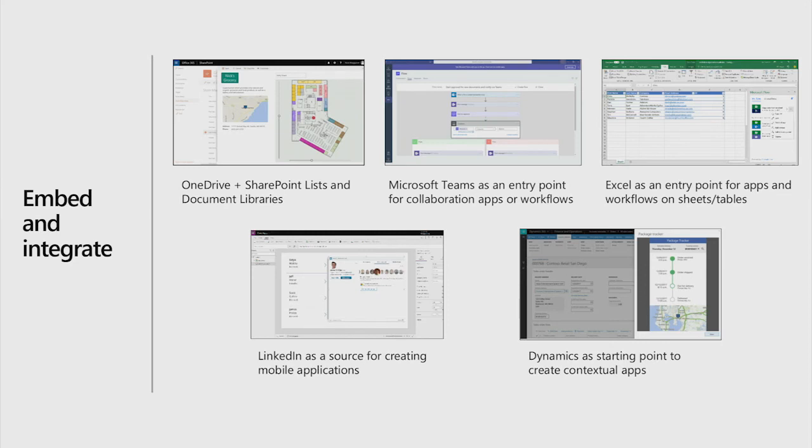Perhaps something around: send me an email when someone modifies a OneDrive file. So these embedded flows are quite useful, and you can consume them from Excel, from a website.